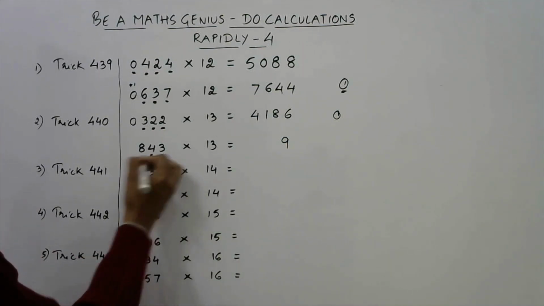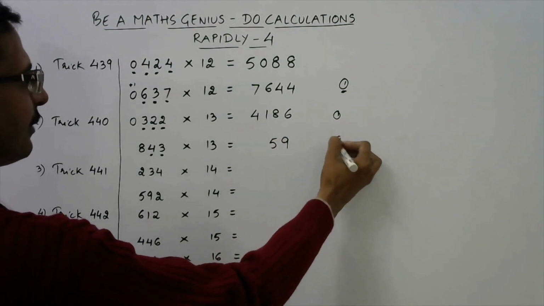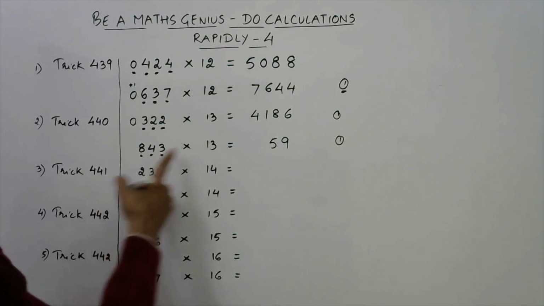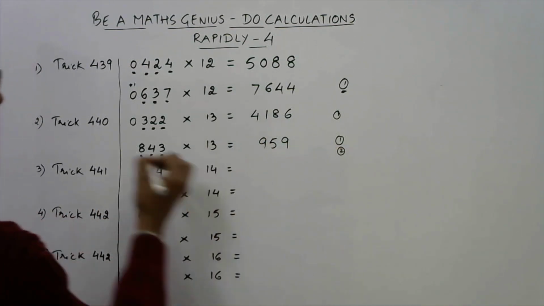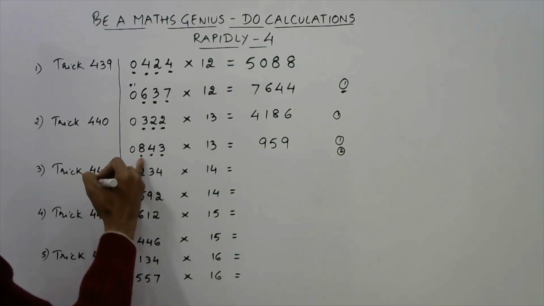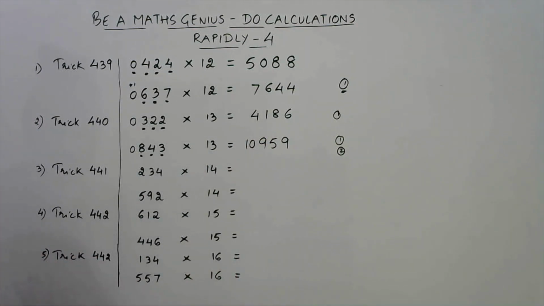3 times 3 is 9. 3 times 4 is 12. 12 plus 3 15. So 5. Remember the 1 carry. 3 times 8 is 24, plus 4 28, plus 1 29. Remember the 2 carry. Put a 0. 3 times this is 0. 0 plus 8 is 8. 8 plus 2, 10. So 10,959 is the product.